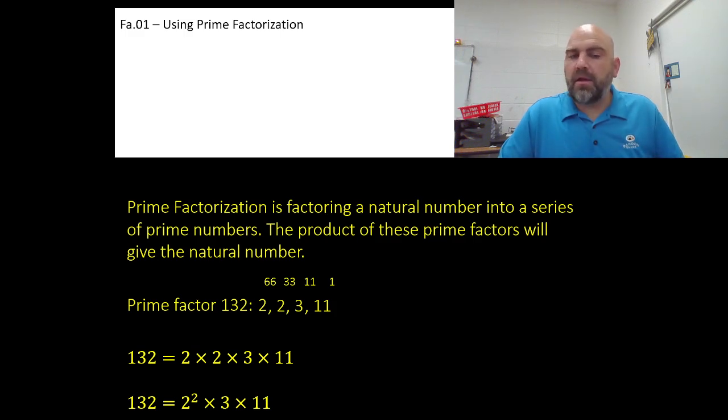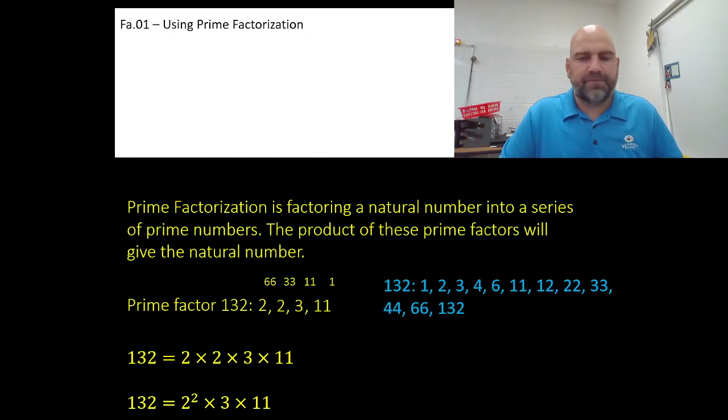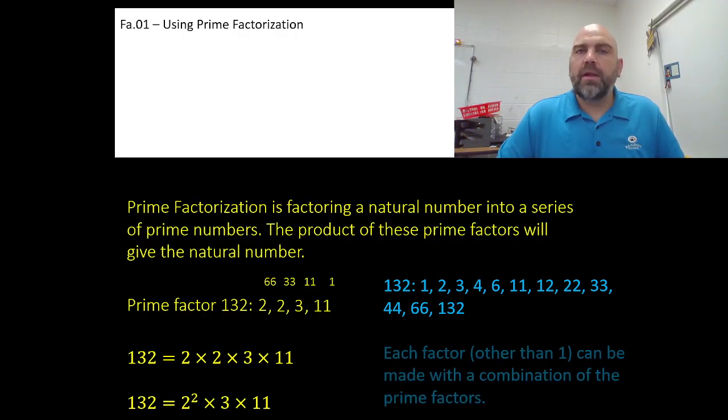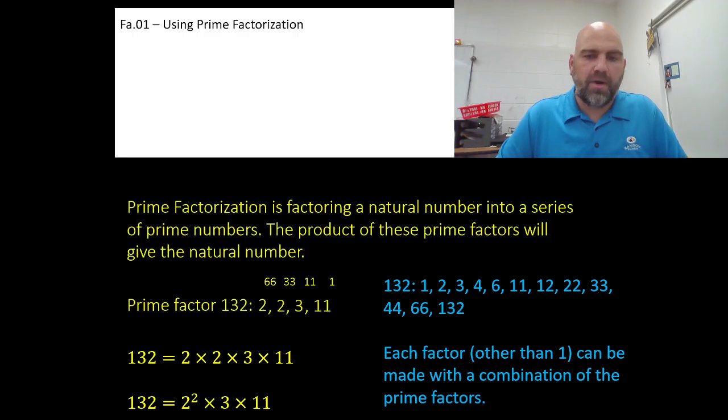Now, if we look at the number 132 and we break it into factors, it's going to look like this. The factors of 132 are 1, 2, 3, 4, 6, 11, 12, 22, 33, 44, 66, and 132. Every one of these factors, other than 1, can be made with a combination of prime factors. Pick any combination. 2 times 2, it's 4, it's on there. 2 times 3, 6, it's on there. 2 times 2 times 3 is 12, it's on there.